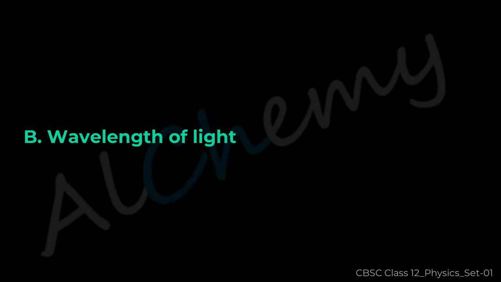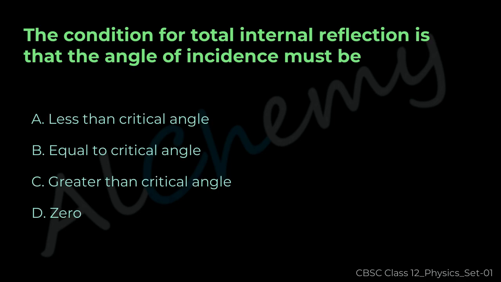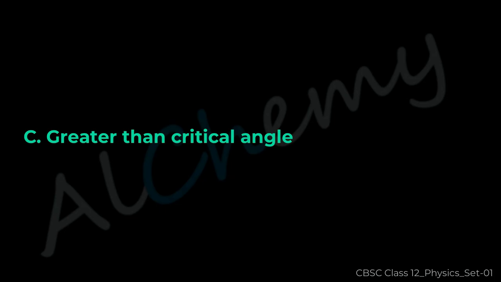Wavelength of light. Question 25. The condition for total internal reflection is that the angle of incidence must be A. Less than critical angle, B. Equal to critical angle, C. Greater than critical angle, D. 0. The correct answer is C.